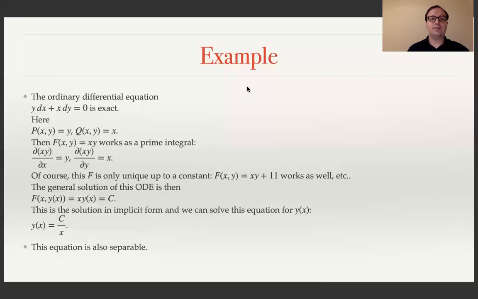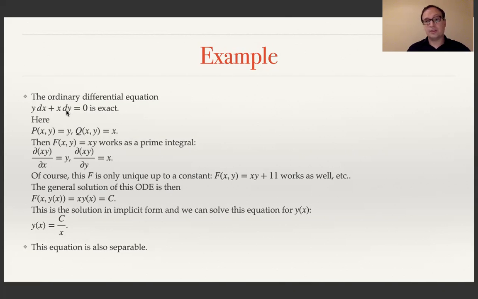Here is the first example. Let's consider the equation y dx plus x dy is equal to 0. This is written in differential form. If we were to divide by dx formally, then we'll get the equivalent equation in standard form, y plus x y prime is equal to 0. Either way, the equation is exact.